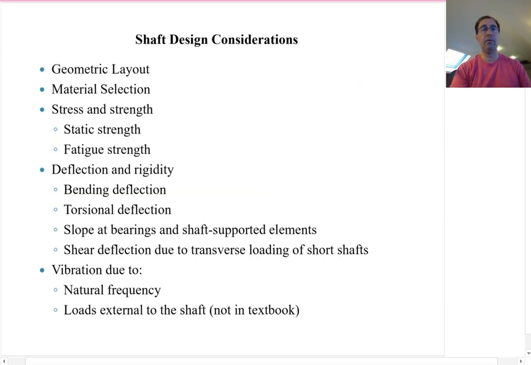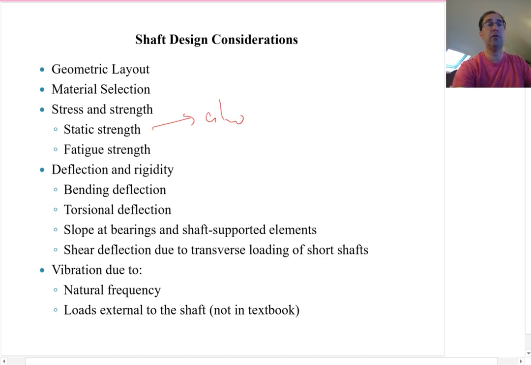Okay, so here we start on the actual lecture material. We have shaft design considerations right up front. Obviously, there's geometric layout. This is a physical part. Material selection is important. Clearly, stress and strength. But a special note here is that you have to design for both static strength and yield, and fatigue strength. So you always have to check for yield.